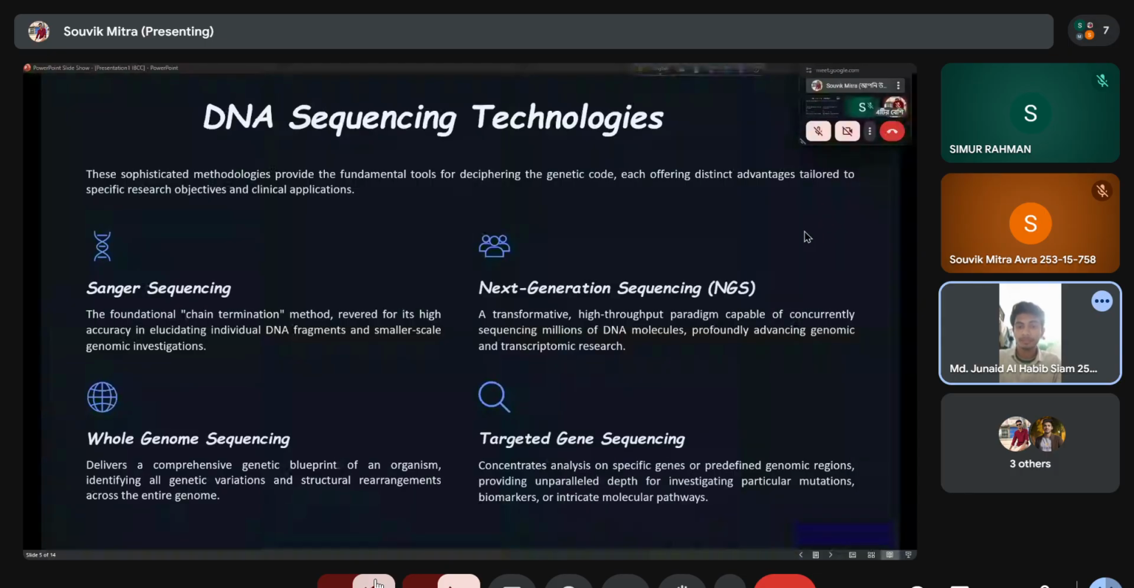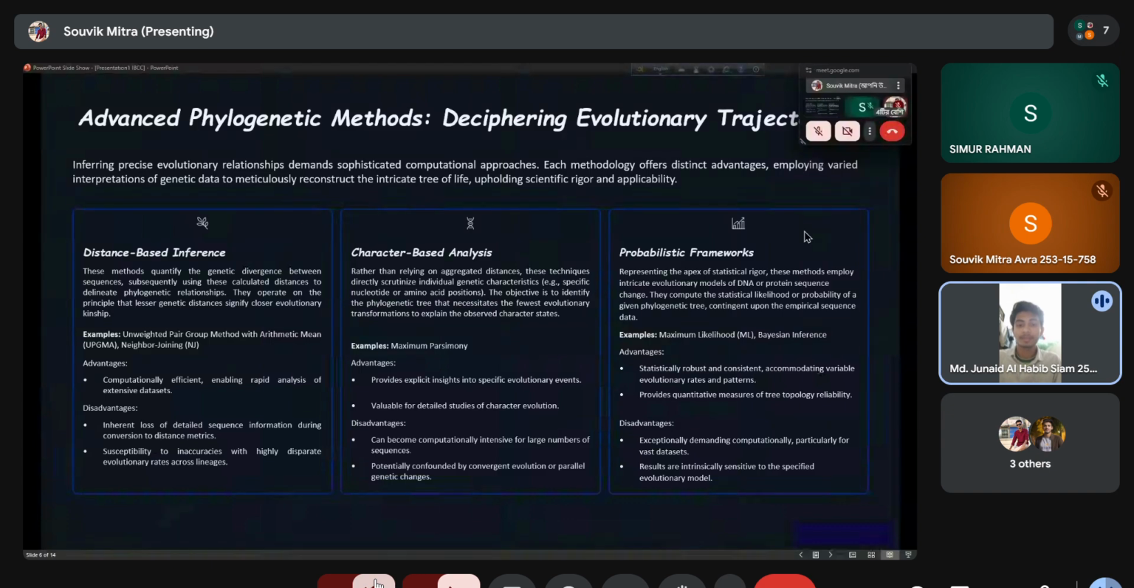Moving into the next slide, this slide shows 3 main computational methods to build evolutionary trees. First, distance-based inference, which measures overall genetic differences and works fast for large datasets. Second, character-based analysis, which looks at specific mutations to find the tree with the fewest changes. Finally, probabilistic frameworks, like maximum likelihood, use statistical methods for the most likely evolutionary paths but need more computing power.